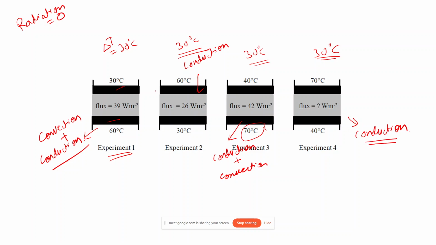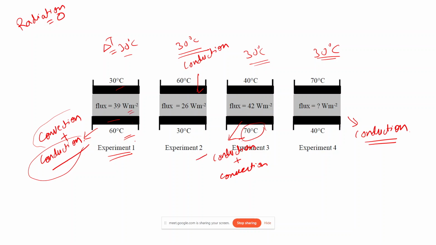So see, the fluid is remaining the same in each of these experiments, as well as the plate is also remaining the same. So basically the conduction, the heat transfer due to conduction, will remain the same, whereas the heat transfer due to convection will change based on the temperature of the bottom plate. That is why in experiment 1 and experiment 3, even though the delta T is the same at 30 degrees Celsius, the heat flux is different.